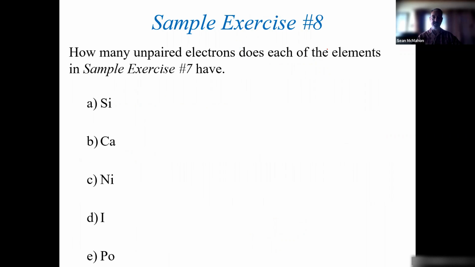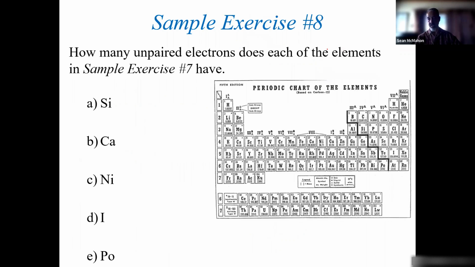So if we go back to what we did earlier in exercise 7, if you remember silicon, it's right here. If we did the shorthand version, it was what? Neon. So we're not worried about the core, but then we go 3s2 and then 3p4. But when we're doing orbital diagrams, it's 2 electrons per orbital.